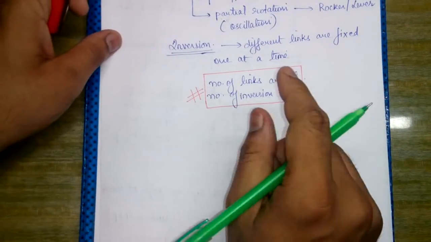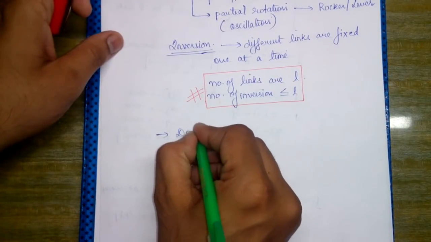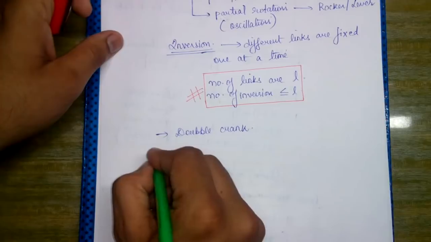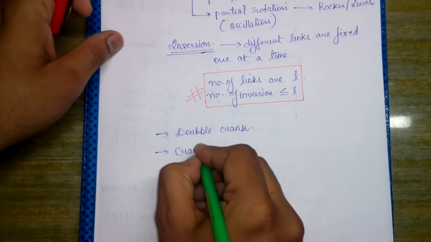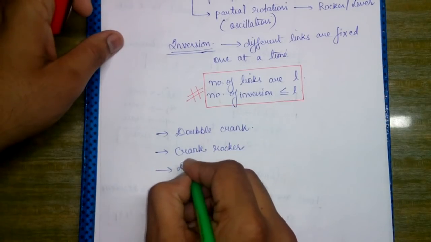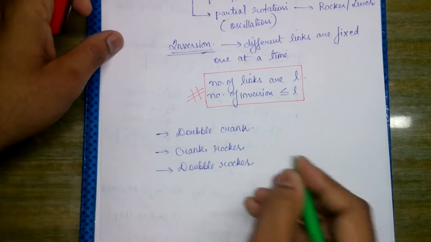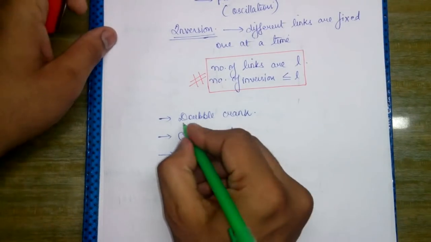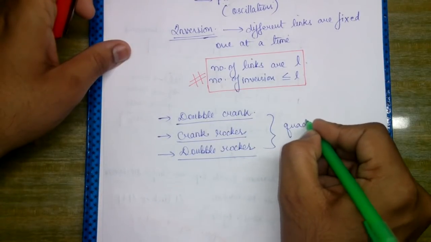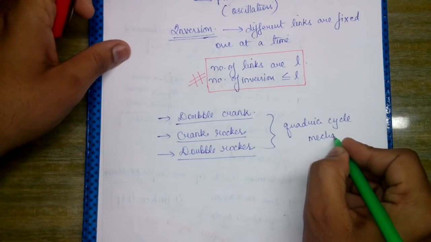Now we will discuss the inversions of the quadric cycle mechanism. The first one is called the double crank mechanism. The second one is the crank rocker mechanism. The third one is called the double rocker mechanism. So these are the three inversions obtained from the quadric cycle mechanism inversion.